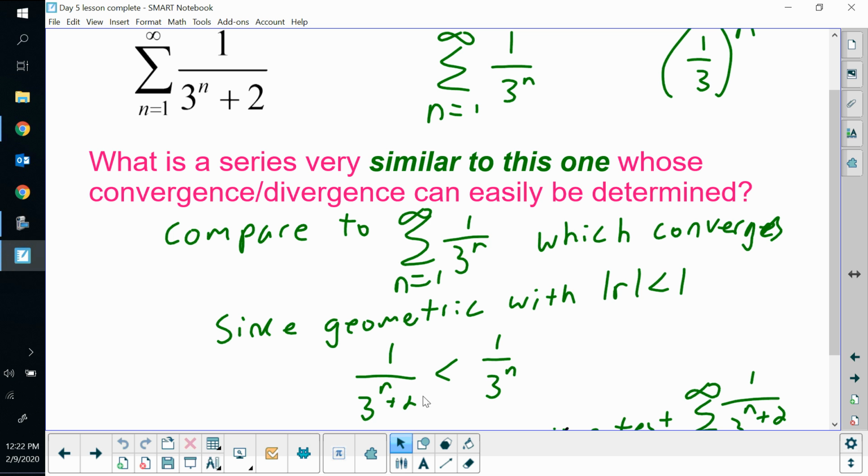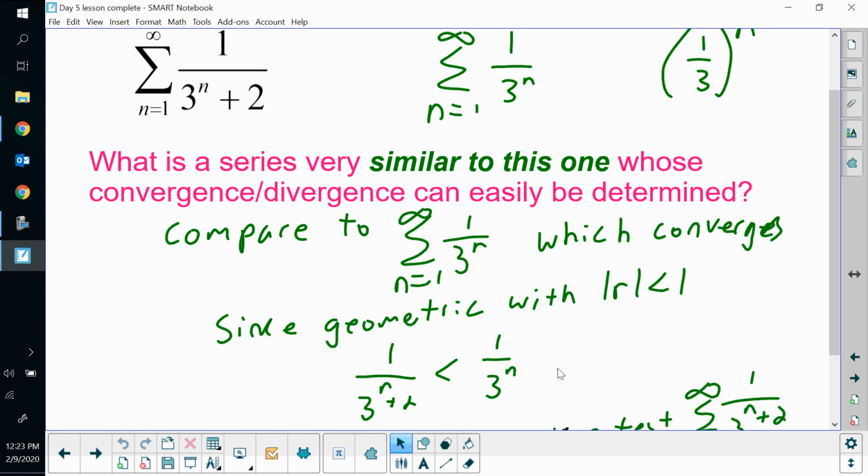Something we know is true is that 1 over 3 to the n plus 2 is always less than 1 over 3 to the n. And let's think about why that is. If we put in 2 for n, 3 to the n would be 9. So on the right there, we'd have 1/9. But on the left, 1 over 3 to the n plus 2 would be 1 over 11. 1/11 is smaller than 1/9. If you make the denominator be bigger, the value will be smaller. So that's why we know the actual series we want is smaller than the 1 over 3 to the n.